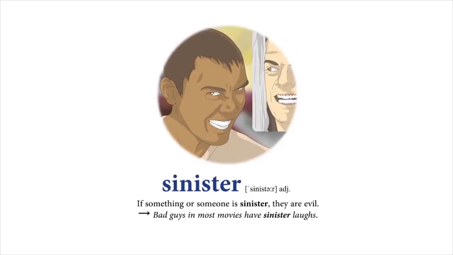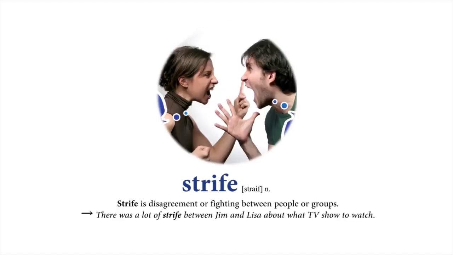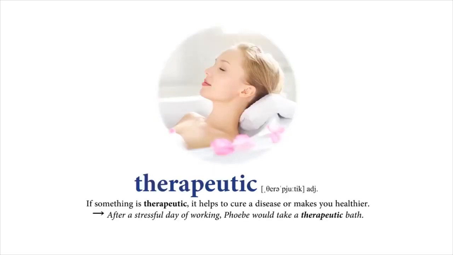Sinister. If something or someone is sinister, they are evil. Bad guys in most movies have sinister laughs. Strife. Strife is disagreement or fighting between people or groups. There was a lot of strife between Jim and Lisa about what TV show to watch. Therapeutic. If something is therapeutic, it helps to cure a disease or makes you healthier. After a stressful day of working, Phoebe would take a therapeutic bath.